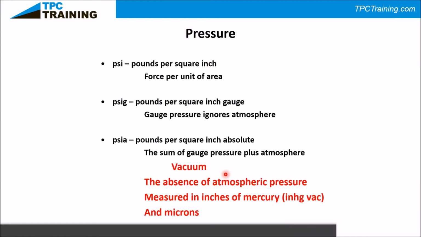So if you see a number on a scale or a gauge that says inches of mercury or microns, they're telling you that the pressure inside of that container is less than atmosphere. And if you were to open that container up, instead of pressure pushing out towards the atmosphere, air is going to rush into the container because it's less than atmospheric.